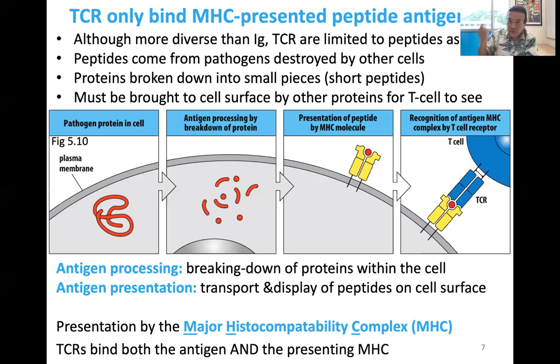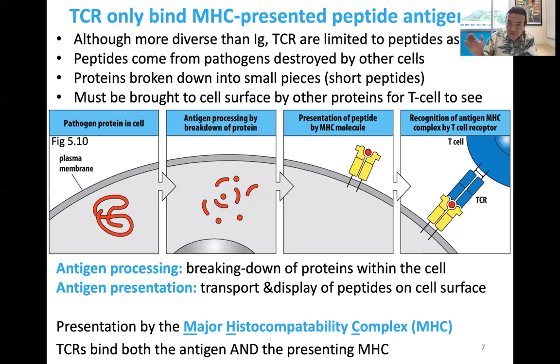So that could be a protein, it could be a carbohydrate, it could be a lipid. T cells, on the other hand, are much more restricted in what they can bind. They're limited to only binding short peptides. In other words, they're only able to bind small pieces of protein as the thing that they try to identify. So that's very different than what a B cell does.